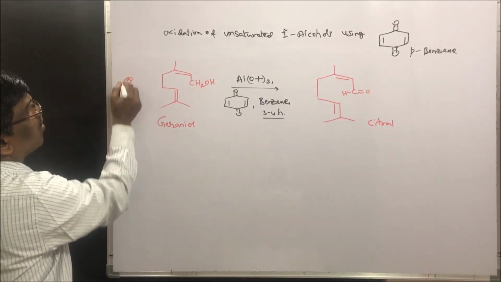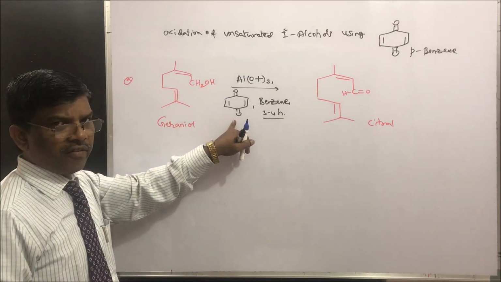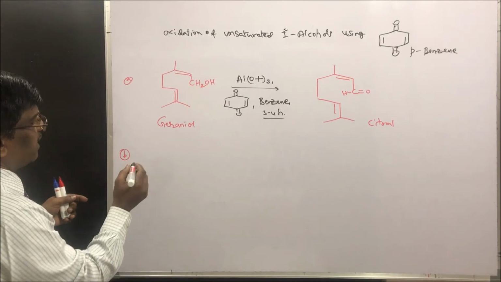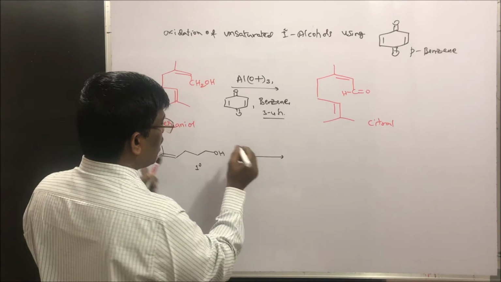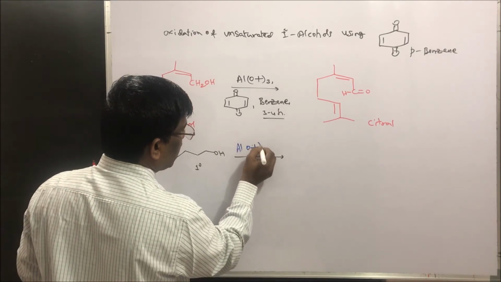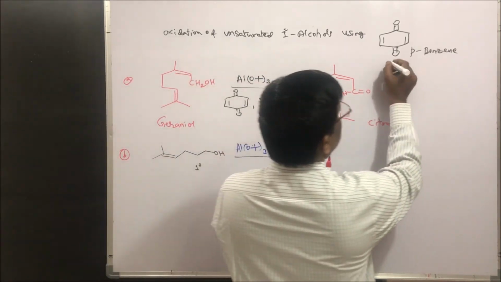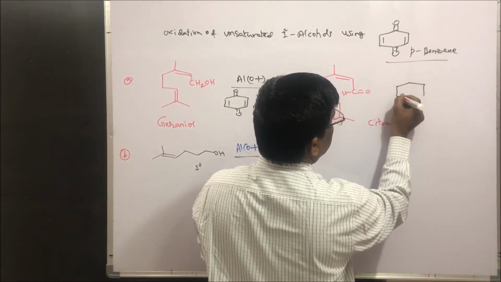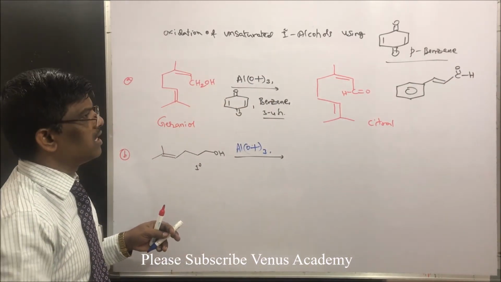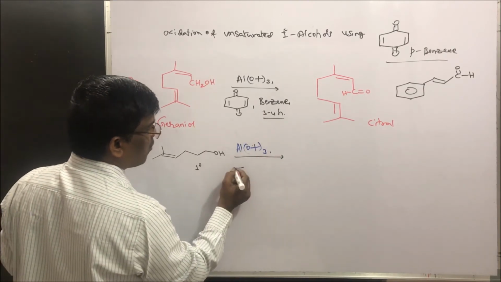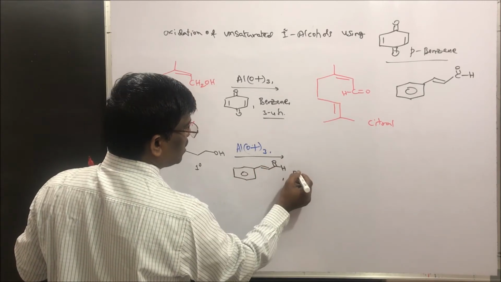Yes students, so unsaturated primary alcohols can be oxidized using parabenzoquinone as hydrogen acceptor. Let us take hexenol in presence of aluminum tertiary butoxide in presence of cinnamaldehyde. In place of parabenzoquinone, I can use cinnamaldehyde, which is going to give cinnamyl alcohol as a byproduct. So here I am using cinnamaldehyde as hydrogen acceptor in benzene.